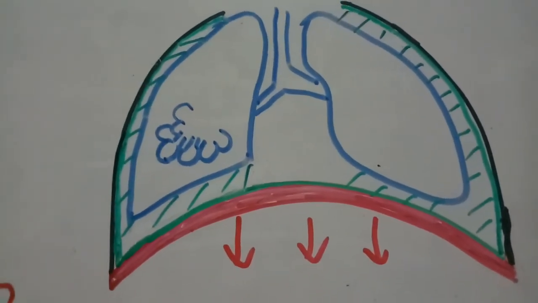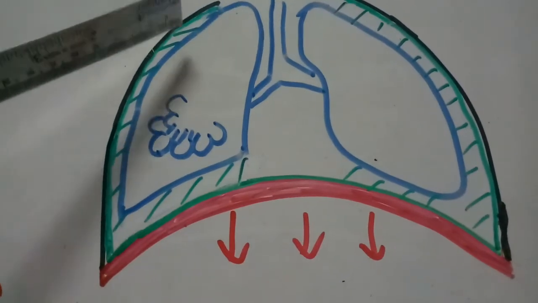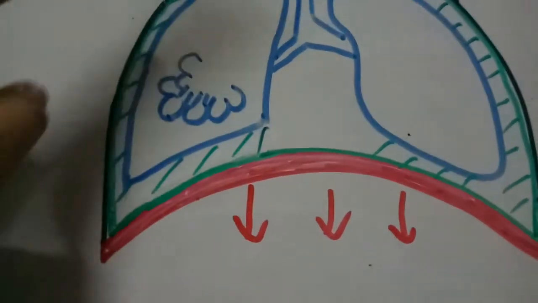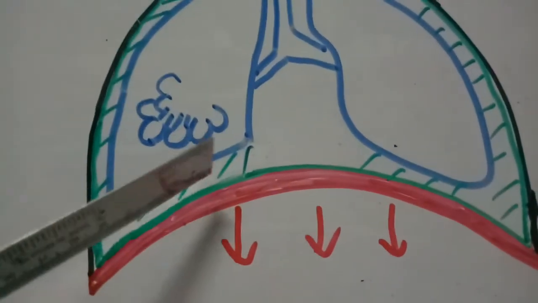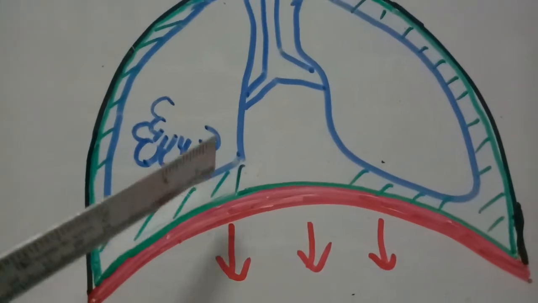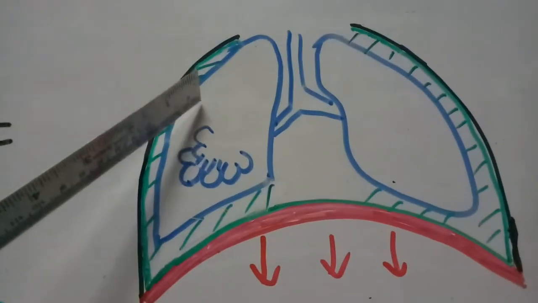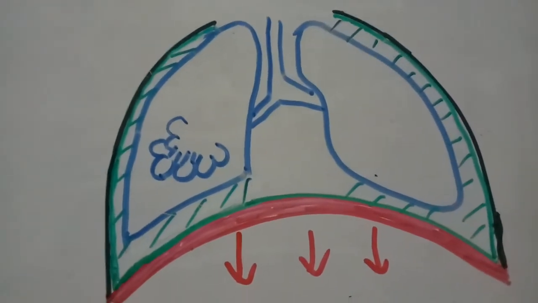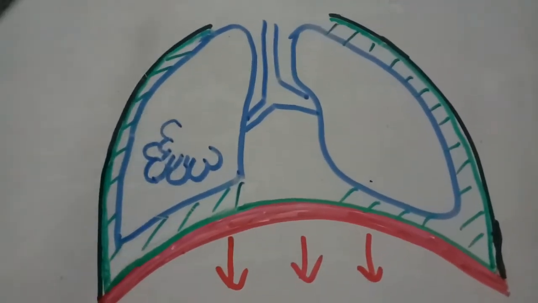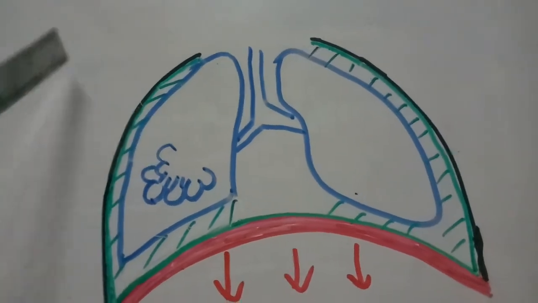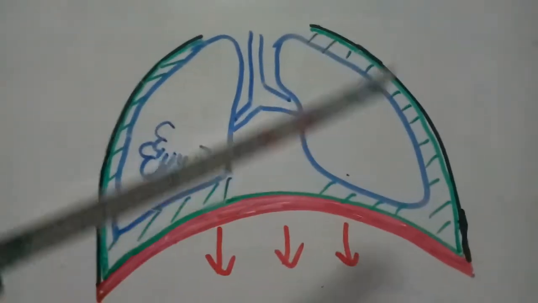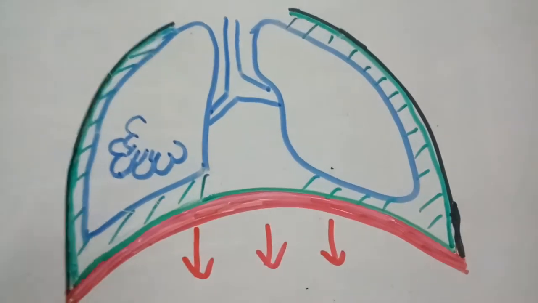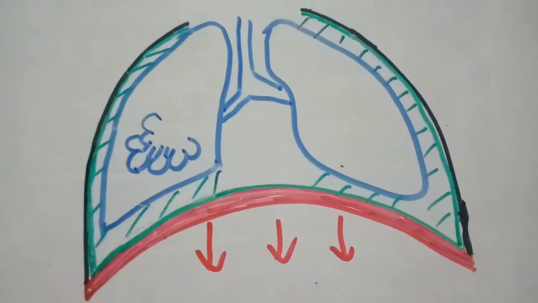Now the second thing you need to remember is that there is no attachment between lung and chest wall. The lines that I've shown are actually the lubricating fluid. There is no attachment between lung and the chest wall, that you need to remember. So what actually happens is, anyhow, we are going to expand the chest wall, or we are going to increase the volume of this cavity. So we are going to increase the volume of this cavity.